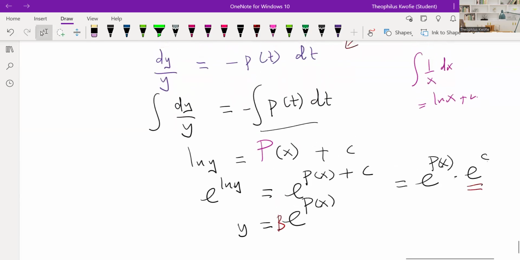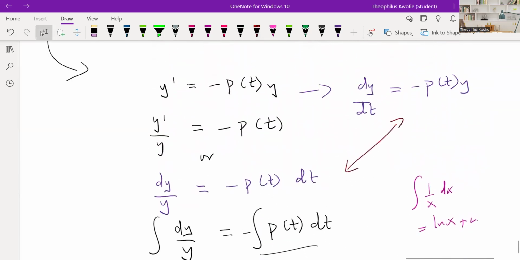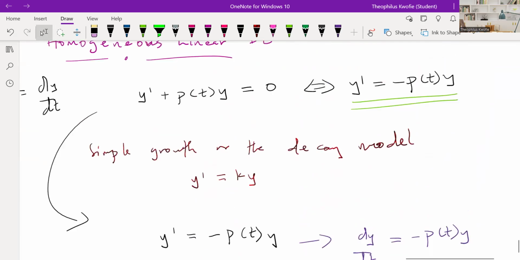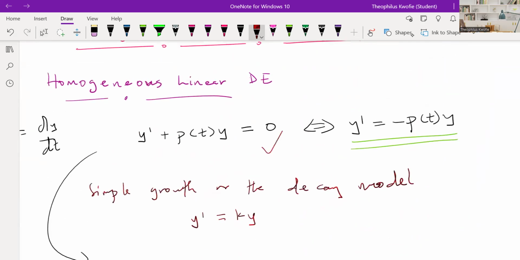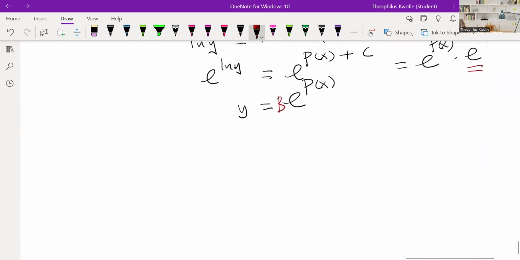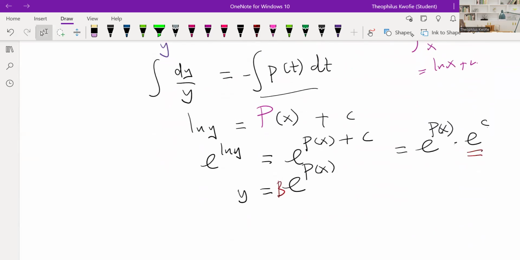So the general solution of this particular problem has been given as this. Basically that's what we have got so far. And I want to point out that big P of x is an antiderivative of the small p of t. Is that okay? Very good.